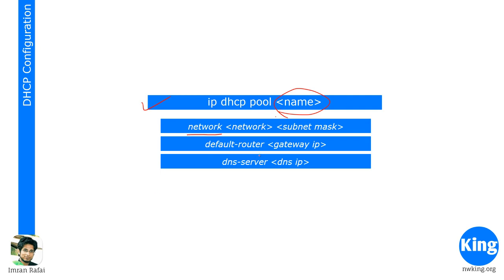Then you would say default-router. Default router is nothing but the gateway IP address. So you can tell this is the gateway IP address. Every time you assign an IP address to a client, the gateway information also goes along, so that information gets filled in on the client.